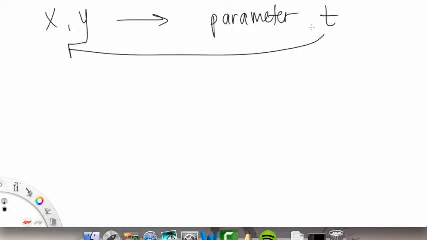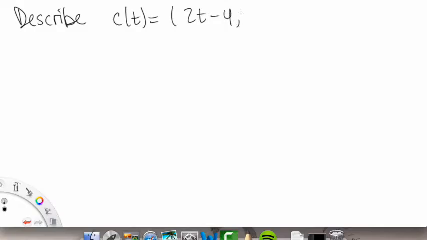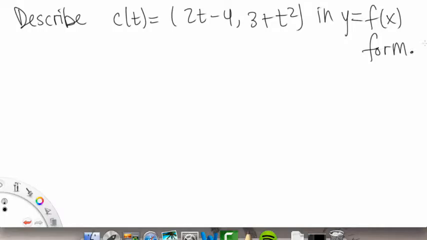If you start with the parameter t, start with equations in terms of t, then you can always switch back to x and y. So here's an example. Let's say we have the following: describe the curve c of t equals 2t minus 4, comma, 3 plus t squared, in y equals f of x form. Here we're given our x and our y coordinates in terms of t already. This is our x of t, and this is our y of t.